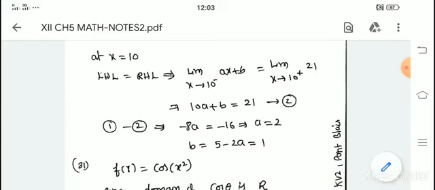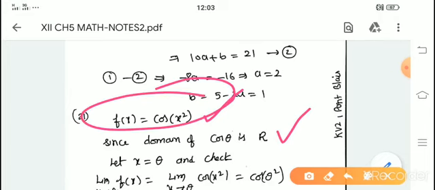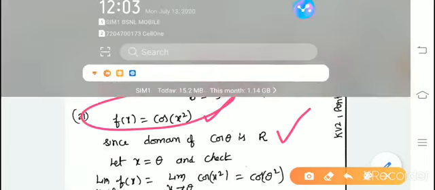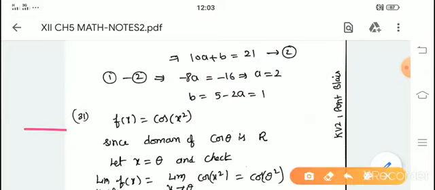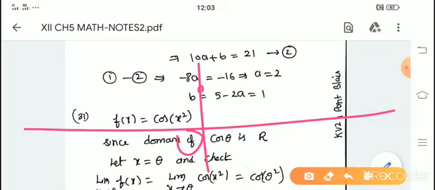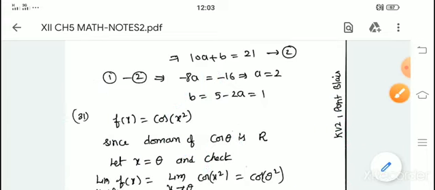So try to understand. 31st question. f of x is equal to cos x square. Since the domain of cos theta is real numbers, this will be continuous everywhere, remember, because the cos graph you have seen, I do not know. The cos graph will be like this, it is continuous, right? At 0 the cos x value is 1, like this is the cos x graph, it is continuous everywhere. So cos x is continuous everywhere, so cos x square is also continuous everywhere.